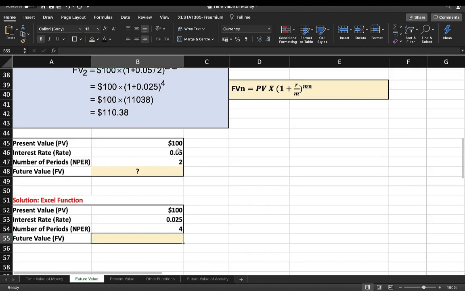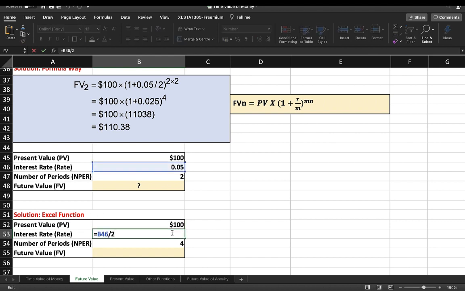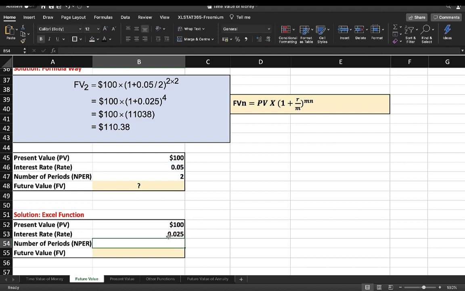So how will we apply? I have put the values here as $100 present value, rate 0.05, and NPER, that is 2 years, and we have to find out the future value. First we have taken the present value as it is. Interest rate will be calculated as: we'll take equal, we'll take 0.05 divided by how many compounding periods? It is 2. So we have got this compounding interest rate. Now for periods, number of years, it is M, 2 into number of periods. So we have got number of periods as 4.